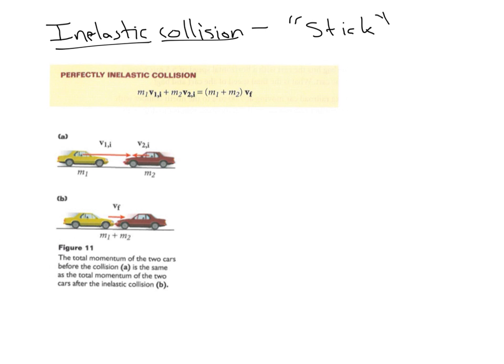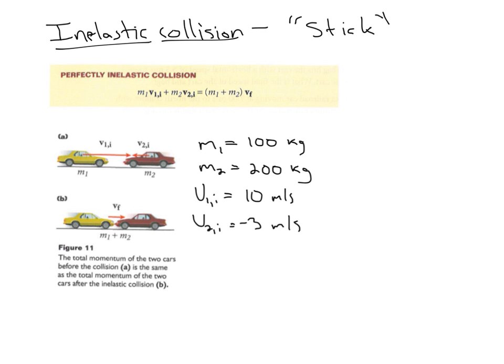So let's give these cars both mass and velocities. So I'm going to give the cars this initial condition where car 1 has a mass of 100 kilograms. Car 2, the red car, has a mass of 200 kilograms. The initial velocity of car 1 is 10 meters per second. And the initial velocity of car 2 is 3 meters per second. It's negative because it's to the left. So we'll define to the left as our negative value.